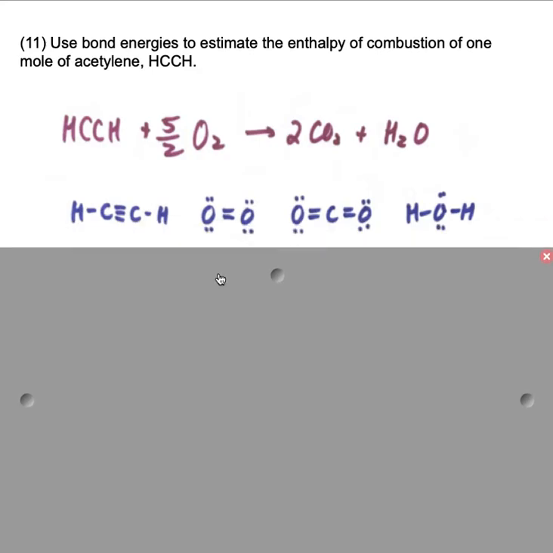Here are our Lewis structures. Acetylene has a carbon-carbon triple bond. Oxygen has an oxygen-oxygen double bond. Carbon dioxide has 2 CO double bonds. Water has 2 OH single bonds.